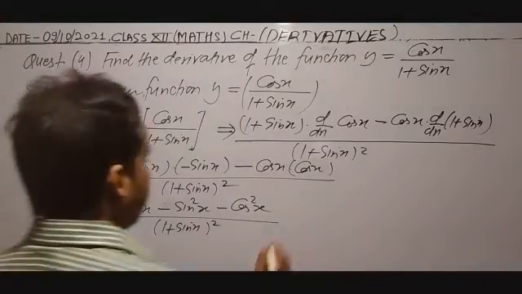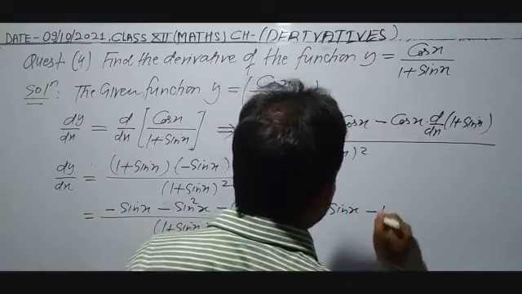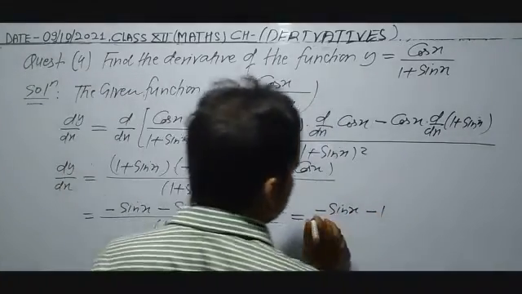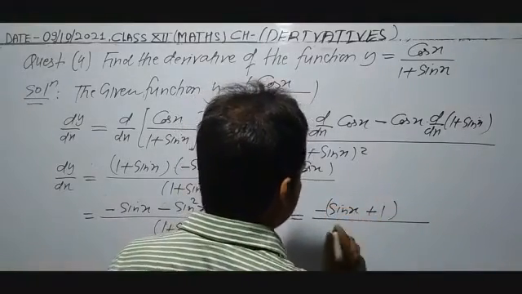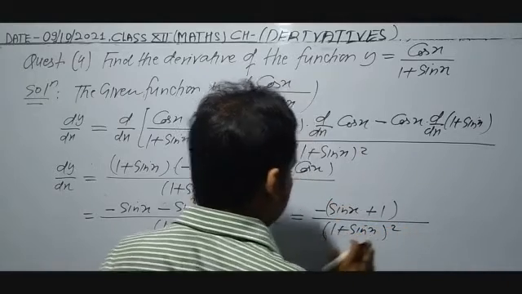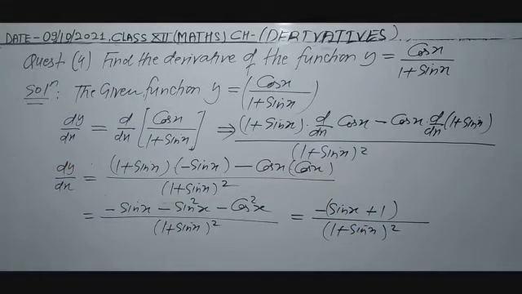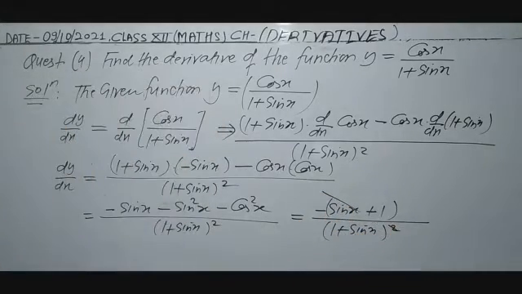So this term we can write minus (sin x plus 1), because sin square x plus cos square x is 1. So with the negative sign, we can write this as sin x plus 1 upon (1 plus sin x) whole square. So the 1 plus sin x term will cancel out, a single term. Now what will be the result? The result will be minus 1 upon 1 plus sin x.